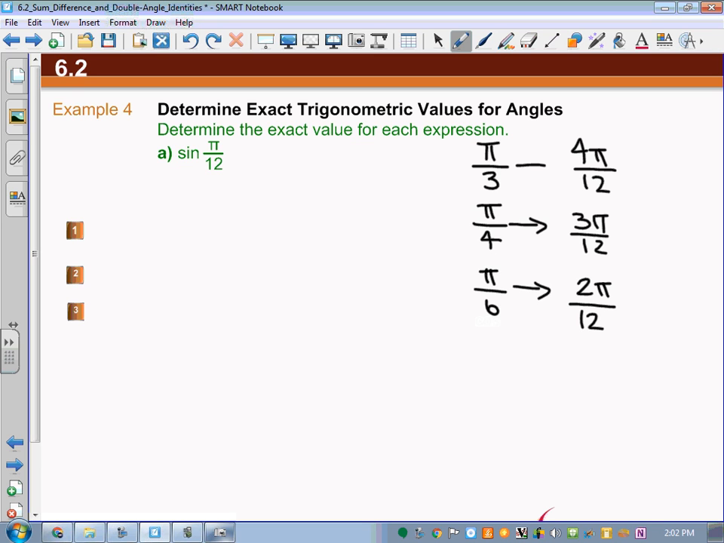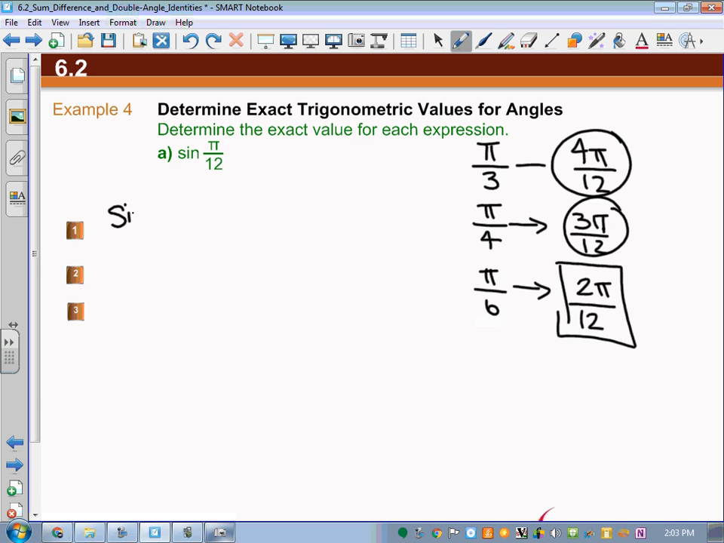So the real question becomes, which one do we want to use? We could say 4 pi over 12 minus 3 pi over 12 is 1 pi over 12, or we could say 3 pi over 12 minus 2 pi over 12 is 1 pi over 12. Now, what's annoying about this, or maybe not annoying, but it doesn't actually matter. It makes no difference as long as the sum or difference does add to the original angle given. I really don't care, but I'm just going to use the first two I see.